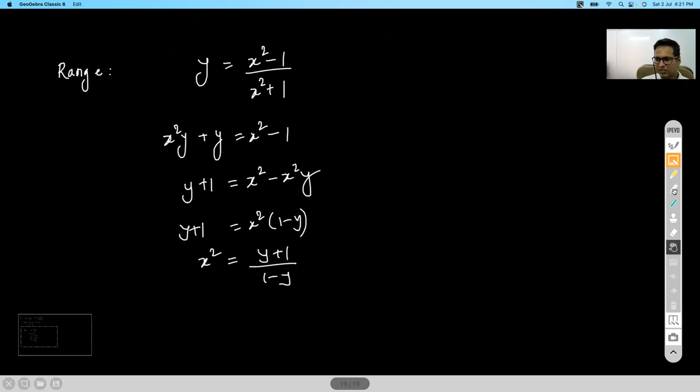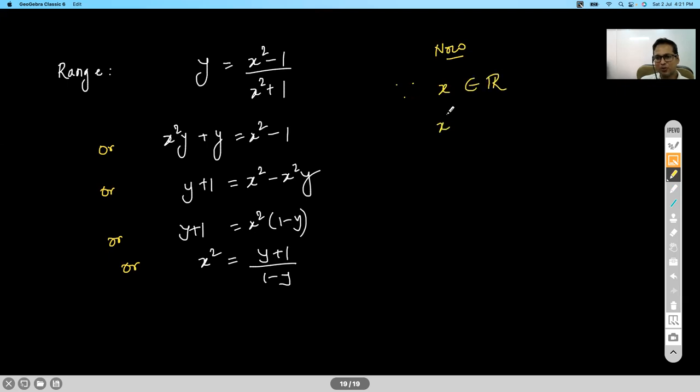Is it fine so far? Any issues with making X square the subject of the formula? You can do it without making a quadratic also, because you can get your X square directly. Now see, since X belongs to real numbers, can I say X square will belong to? Complete it. If X belongs to real numbers, X square will belong to? Real numbers minus those which are not perfect squares? What are you saying? 0 to infinity, right?